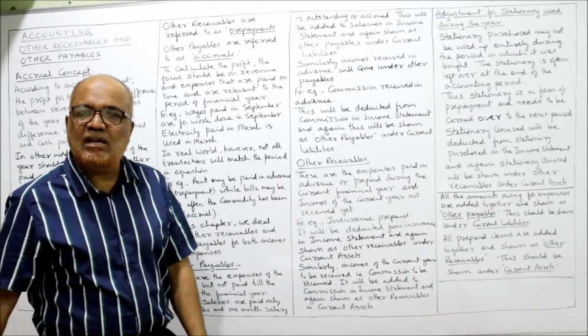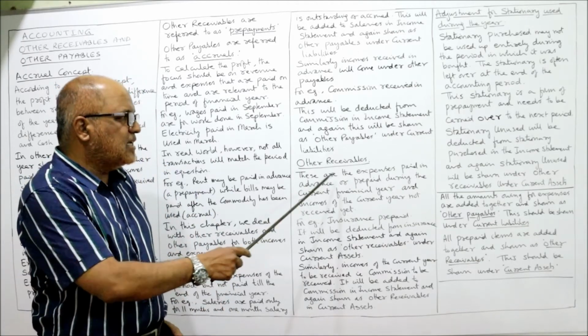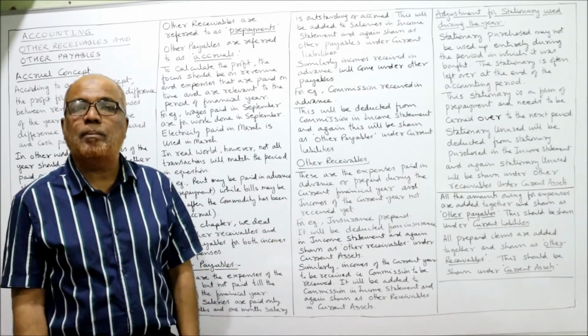Now other receivables. So what are other receivables? These are the expenses paid in advance or prepaid.